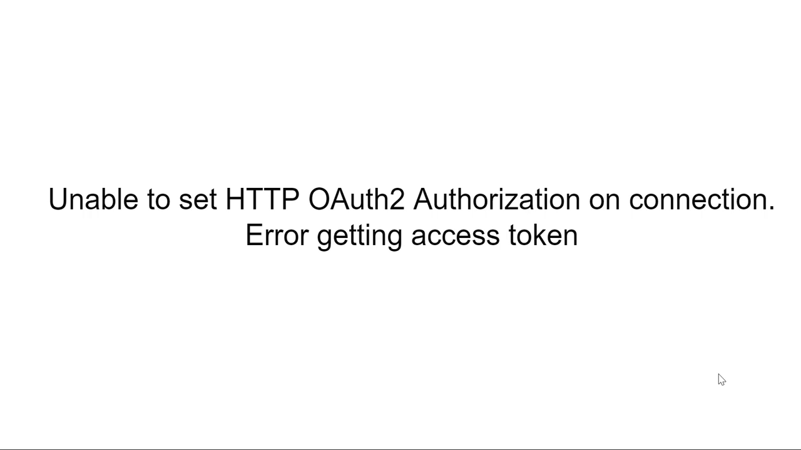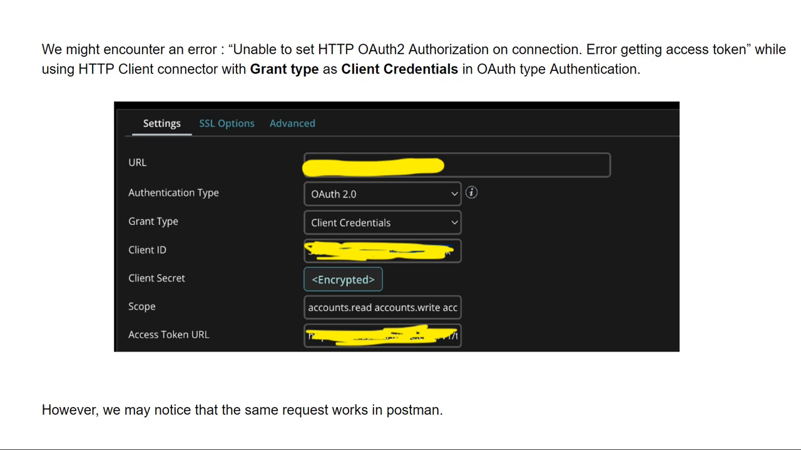Hello everyone, today let's discuss the scenario when we receive the error "unable to set HTTP OAuth2 authorization on connection and error getting access token." This is basically observed while configuring the HTTP client connector with grant type set as client credentials. However, we might notice the same configuration is working fine in Postman, but we are not able to generate the access token using this configuration in the HTTP client connection.